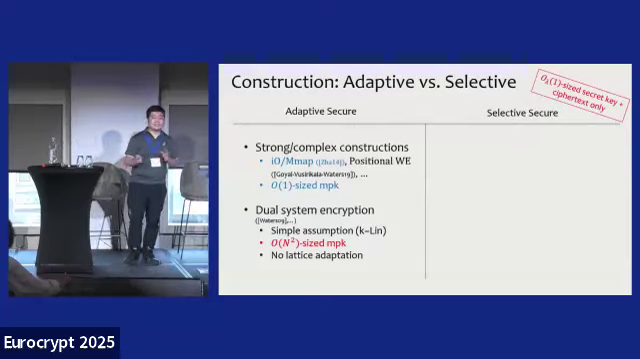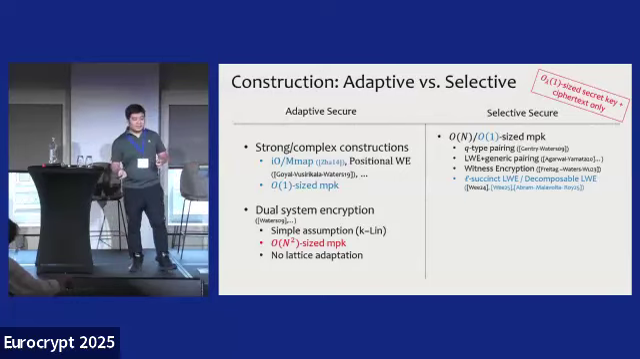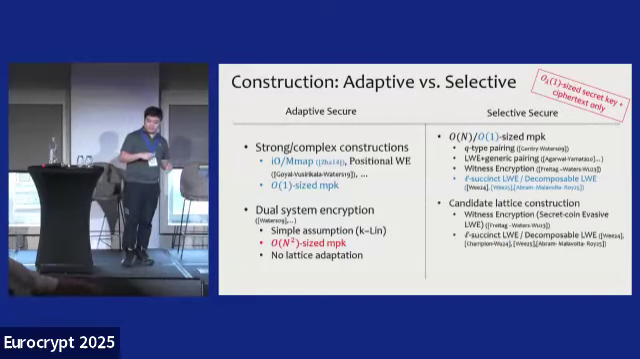On the other hand, we know much more if we only want to achieve selective security. We know how to achieve linear size or even constant size master public key, assuming assumptions that are arguably weaker than iO. We also have quite a few candidate lattice constructions. And we even know constructions from pairings that only rely on search assumptions instead of decisional assumptions.